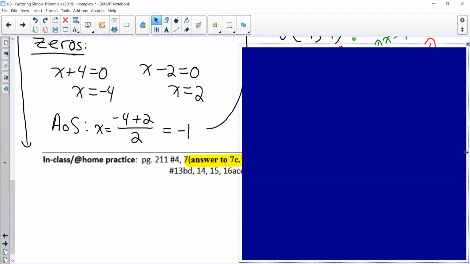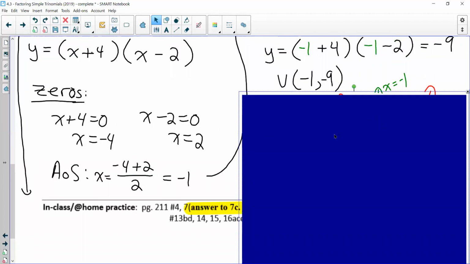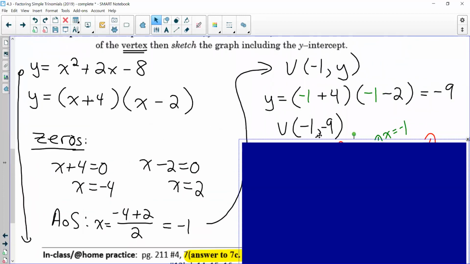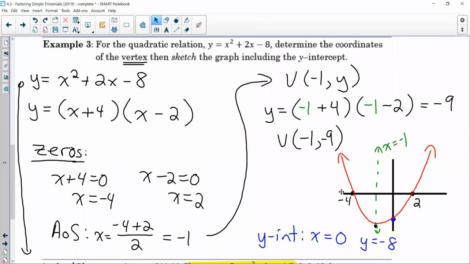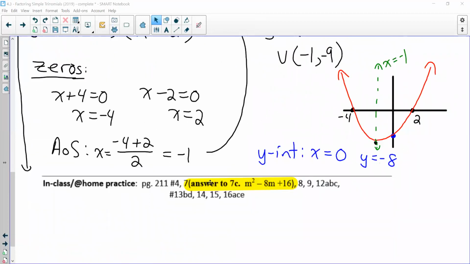So the graph here will have a vertex at -1 and -9, cross through the x-axis at -4 and +2, axis of symmetry at -1, and it should be opening up since we know the a value is 1. And as a result, there is your graph. Well, a sketch of it anyways. And so there's your axis of symmetry. Parabola opens up, goes on forever.